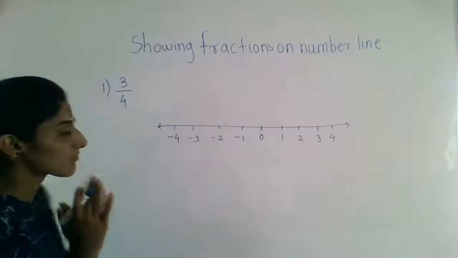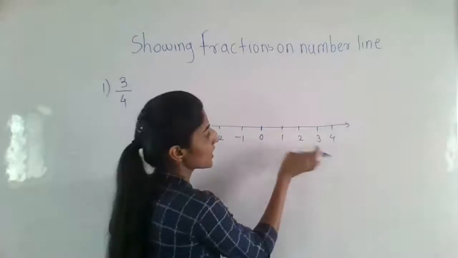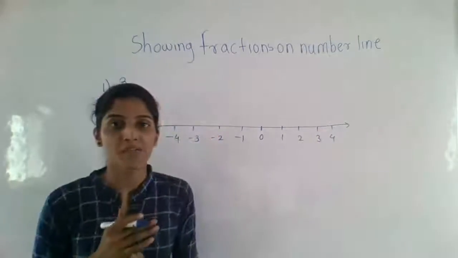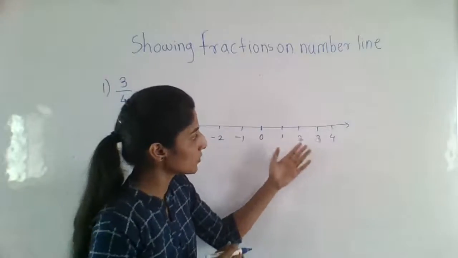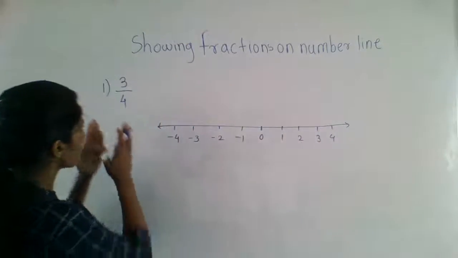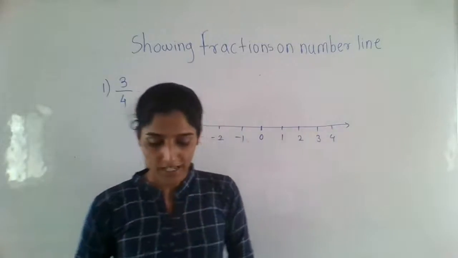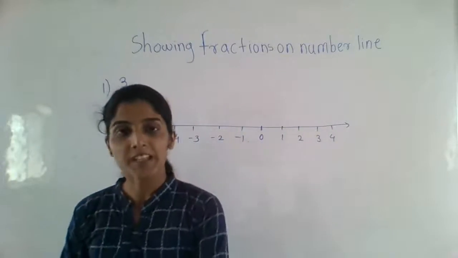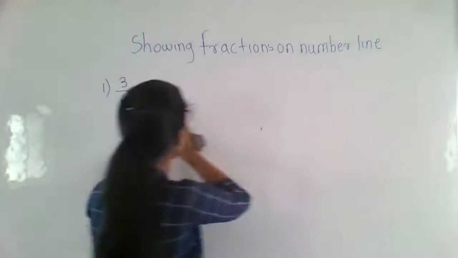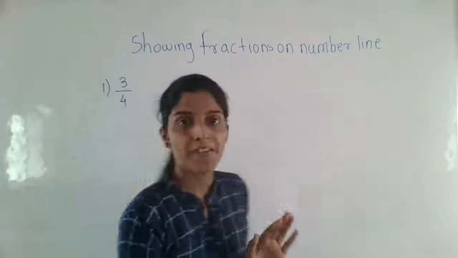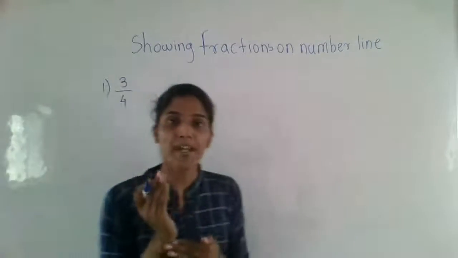Now, can you see that each unit of the number line is divided into equal parts, that is 0 to 1, 1 to 2, 2 to 3. Here we have to represent the fraction 3 by 4 on the number line. When the given number is a proper fraction, then it is always between 0 and 1.